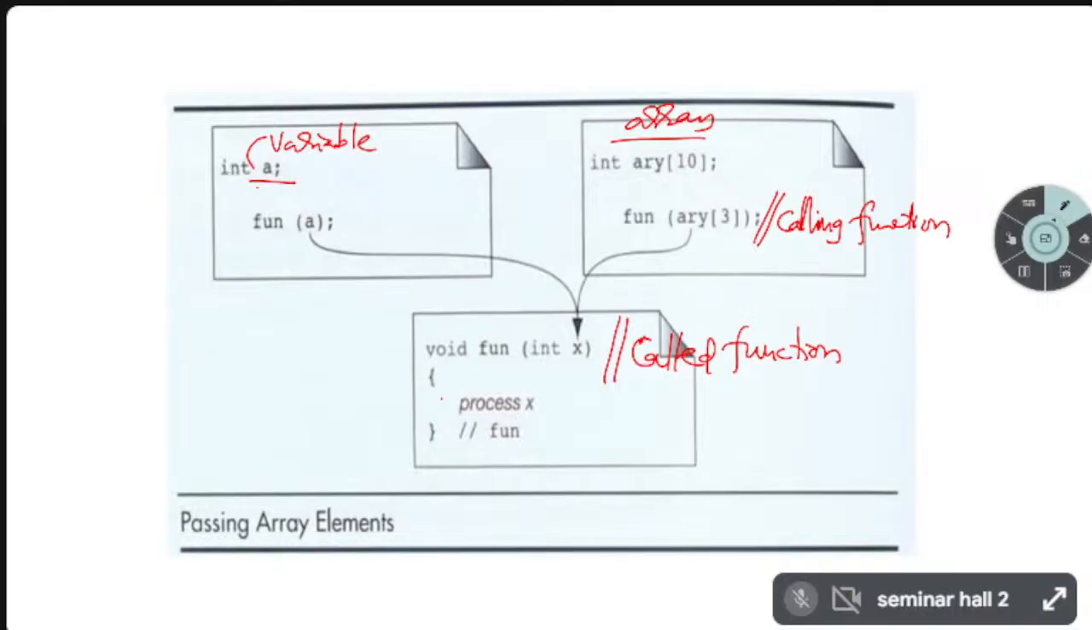Note down the arrows also. How to pass a normal variable, how to pass an array variable, right? Inside a function. Passing values. This is a normal variable, this is an array variable, right?